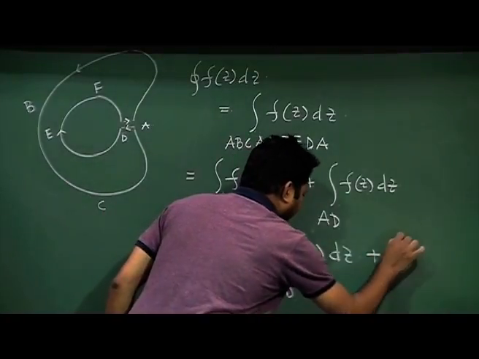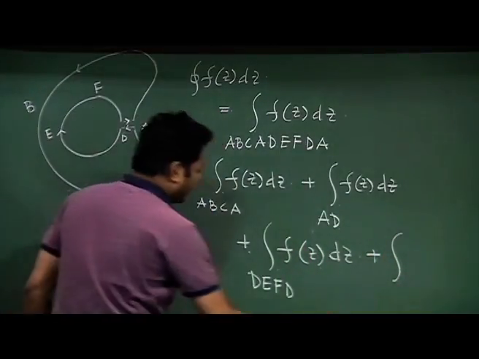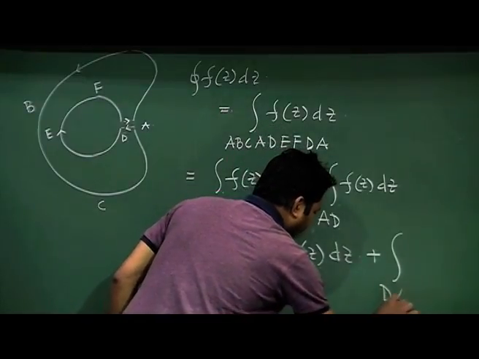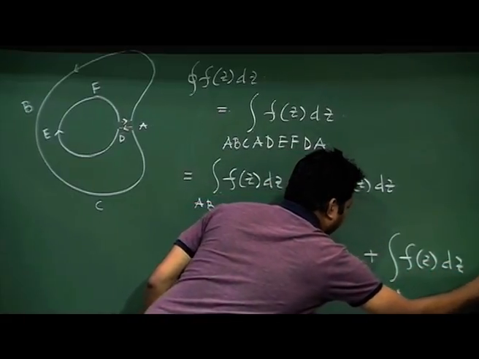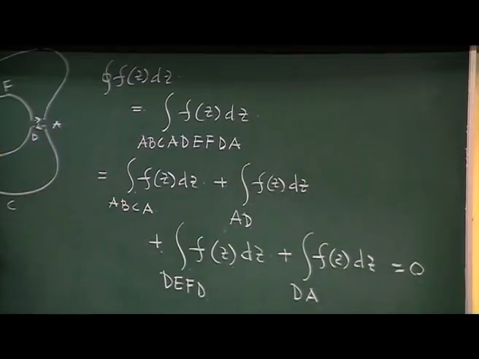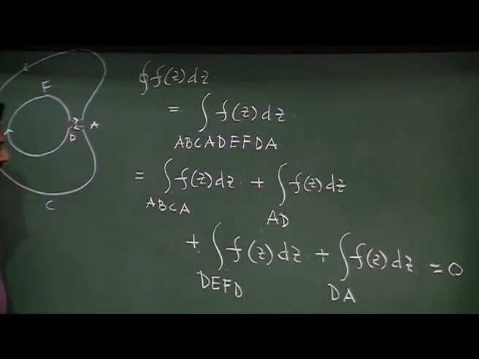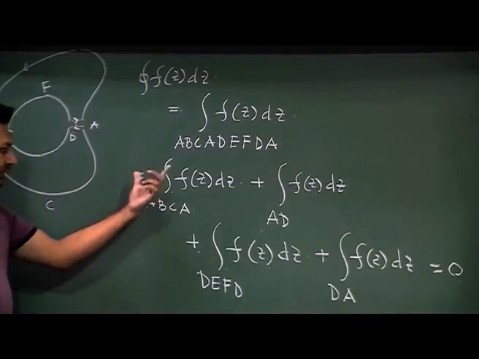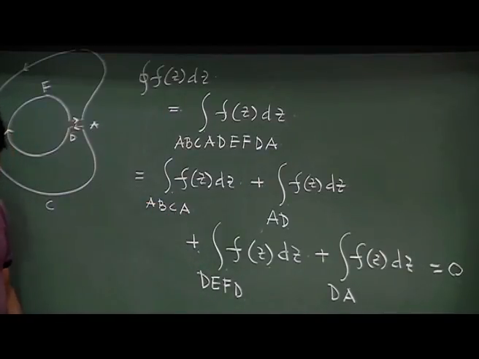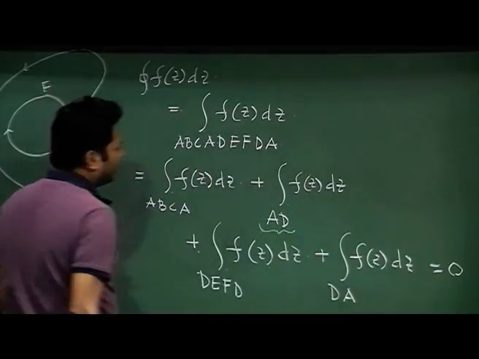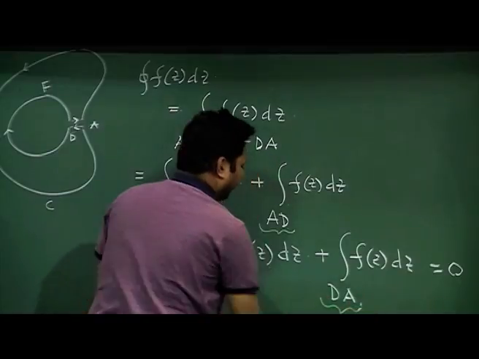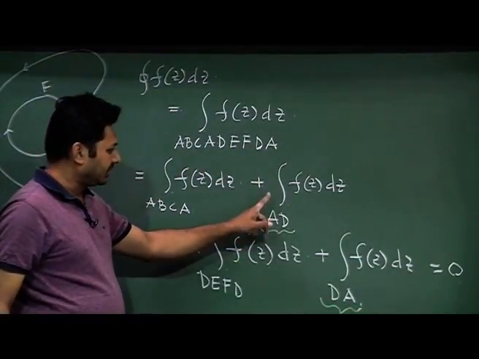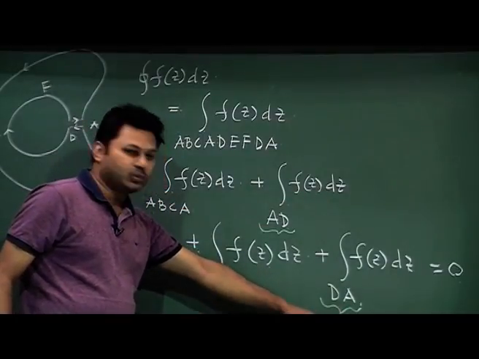So, plus integration of dA f(z) dz, this quantity is 0. So, once I have this entire thing and separate out these things, I find one interesting thing: one integration is here, having AD, and one integration here having the opposite direction, dA, this one and this one, the second integration and the fourth integration.